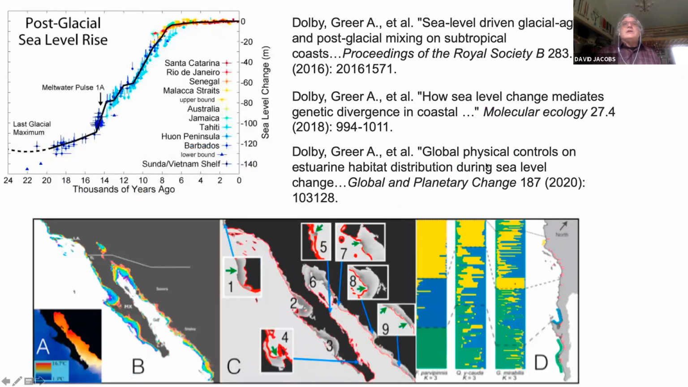So just to give Greer Dolby, who did a lot of this work in the lab, a plug. She has a number of papers out now that expand on this theme, from locally or regionally to globally, relative to sea level and isolation of populations of coastal, especially estuarine, taxa.